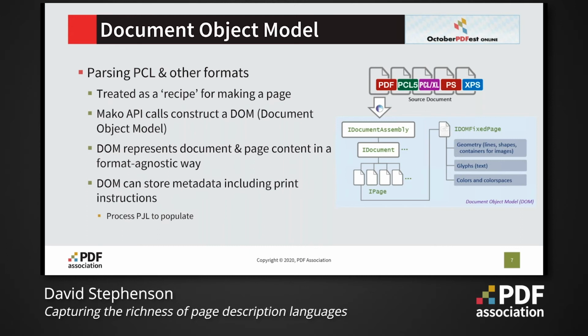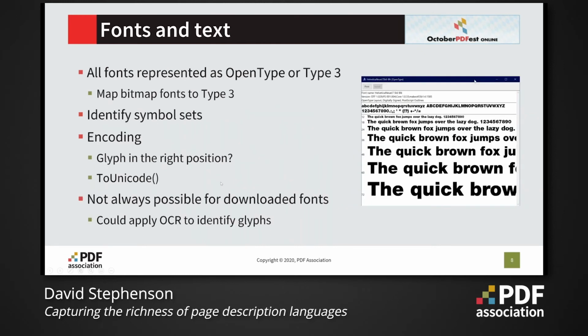The DOM is also capable of storing metadata, so it goes beyond what PDF would typically allow for, and we will process PJL in order to store that metadata. We store it as print tickets within our DOM. So this means that we can retain settings to do with duplex printing or tray or media selection in the document object model.